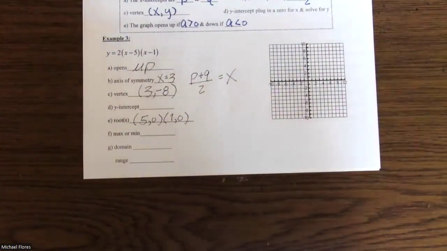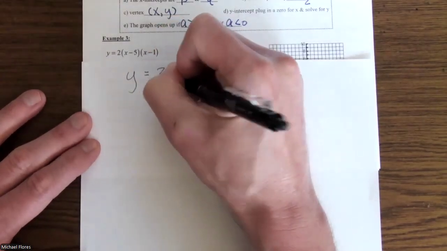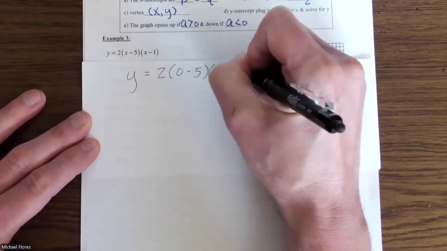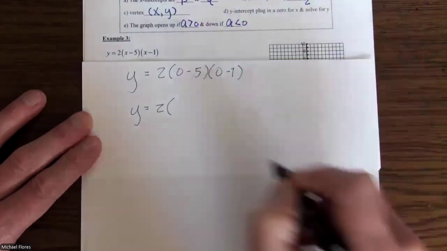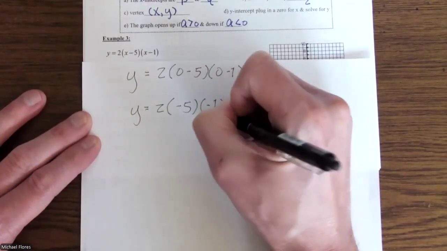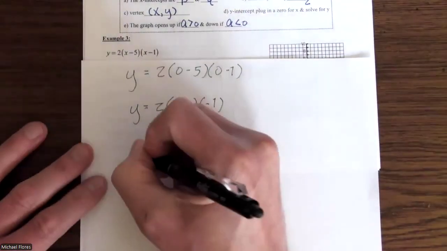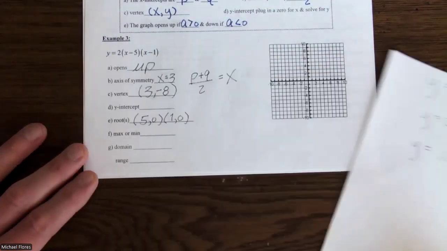To find the y-intercept of any function, everywhere you see an x, you want to plug in a 0. And then parentheses first, 0 minus 5 is -5. 0 minus 1 is -1. If you multiply all of that, we get +10. That is our y-intercept.